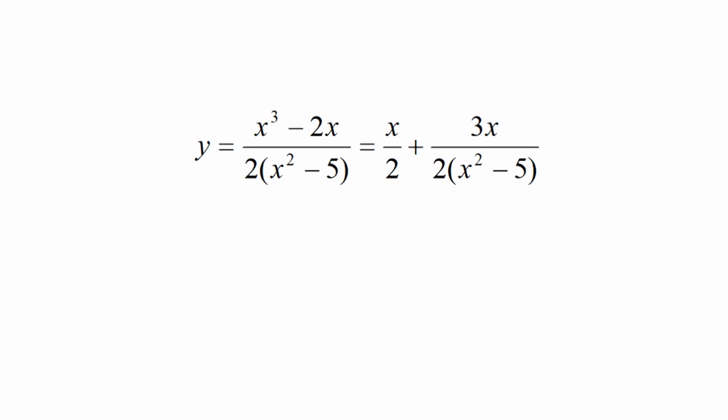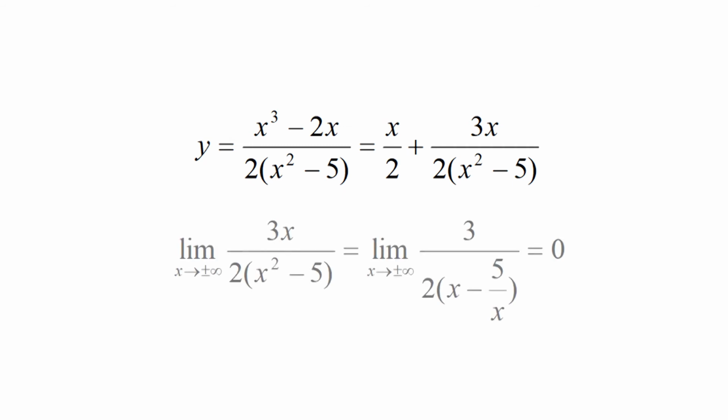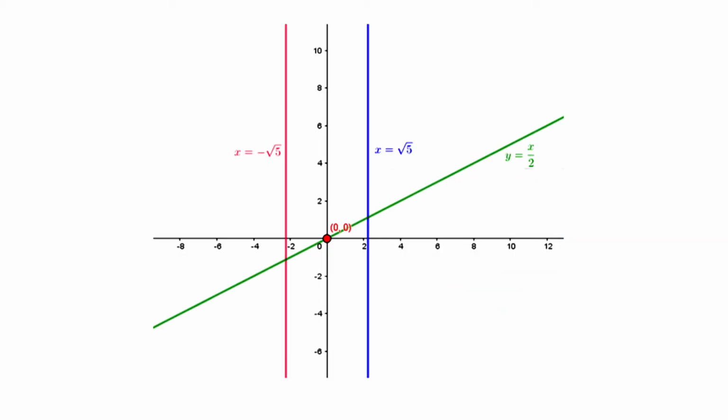Further, actual division by 2 times x square minus 5 gives y is equal to x cube minus 2x by 2 times x square minus 5 is equal to x by 2 plus 3x whole divided by 2 times x square minus 5. Now, limit x going to plus or minus infinity of 3x by 2 times x square minus 5 is equal to limit x going to plus or minus infinity of 3 by 2 times x minus 5 by x, which is equal to 0. So that y is equal to x by 2 is an asymptote.